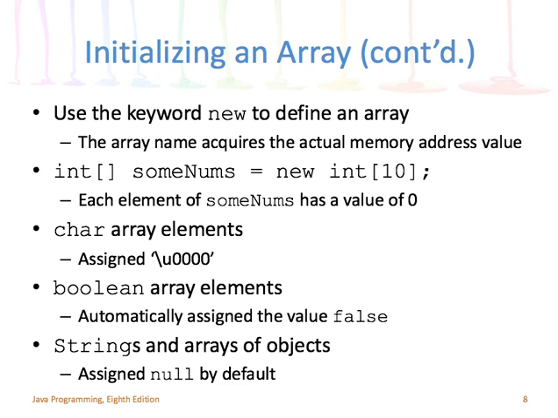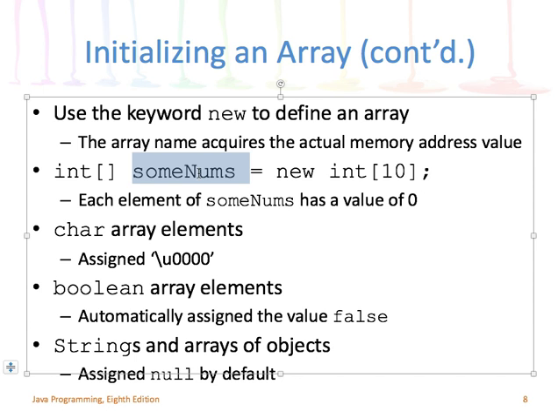Initializing an array. Use the keyword new to define an array. An array may acquire the actual memory address. So for example, if we declare an integer array, nums equals new int 10. Each element of nums has a value of 0. So this guy right here has a value of 0.